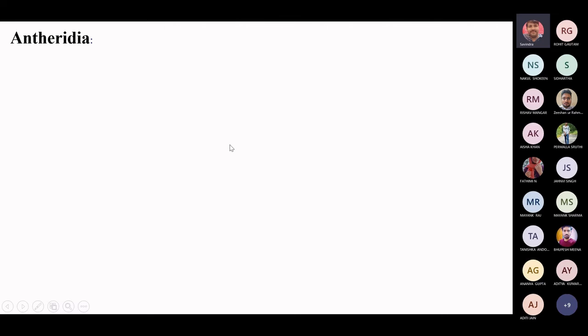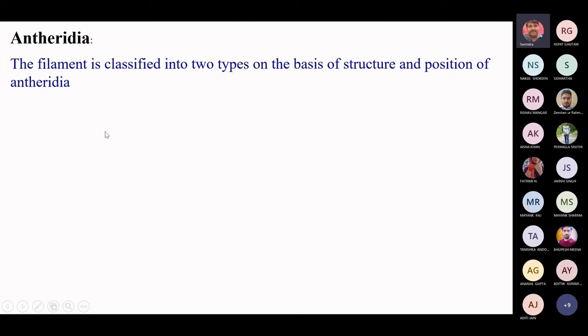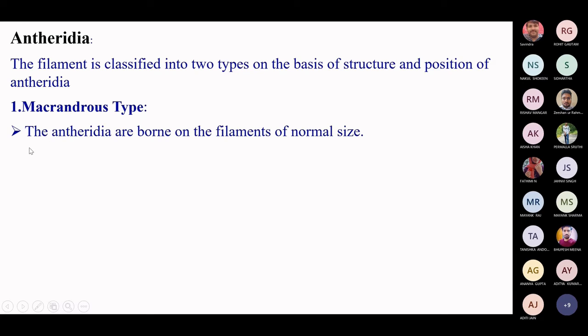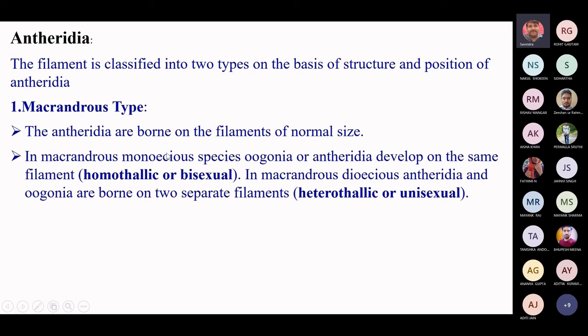The next, or male reproductive structure, is known as antheridia. The filament is classified into two types on the basis of the structure and position of antheridia. The one is macrandrous type. The antheridia are borne on a filament of the normal size, on whichever filament they develop. And if in a macrandrous monoecious species the oogonia and antheridia develop on the same filament, if both oogonia and antheridia are found, then it will be known as homothallic or bisexual.